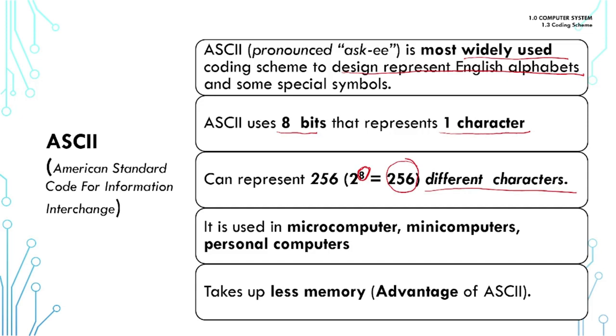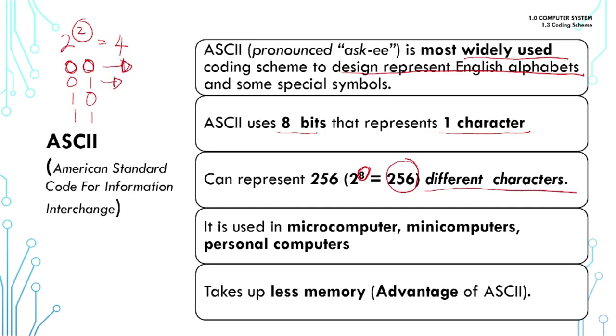Contoh kenapa 256 ni? Contoh katakanlah kita ada 2 bits. Kalau 2 bits bermaksud dia akan jadi 2 power of 2. So dia akan jadi 4. So possible characters dia akan jadi 0 0, sebab 2 bits, so dia akan jadi 2 bits of binary lah. So 0 1 possible untuk character yang kedua, 1 0 possible untuk character yang ketiga, and then 1 1 ini possible untuk character yang keempat. Inilah kita panggil character.